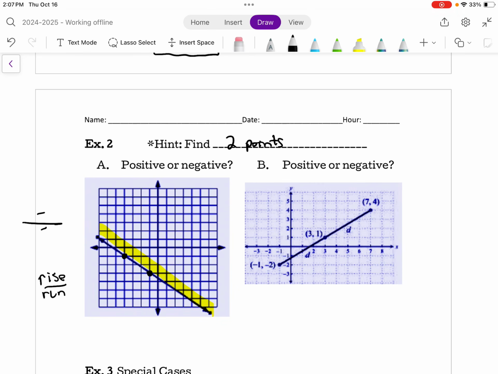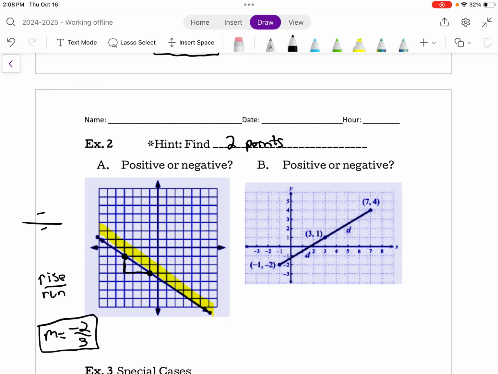Sometimes you'll hear me say, go from your house to Justin Bieber's house. But anyway, you'll understand that more when we go through it. But I'm taking this first point, and you can start with either point, and I'm going to do a rise. So I'm rising -2 because I went down, and then I'm running 3. And then that would be my slope.